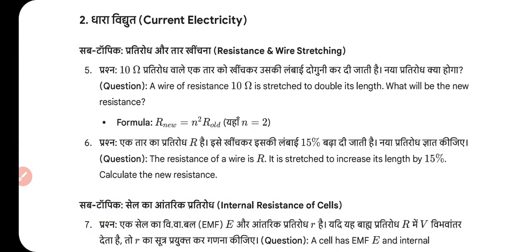Now what is the next topic? The next topic is wire stretching and resistance. The resistance of a wire is R. It is stretched to increase its length by 15%. The numeric figure changes. Calculate the new resistance. The logic is the same, and only the numbers are different.